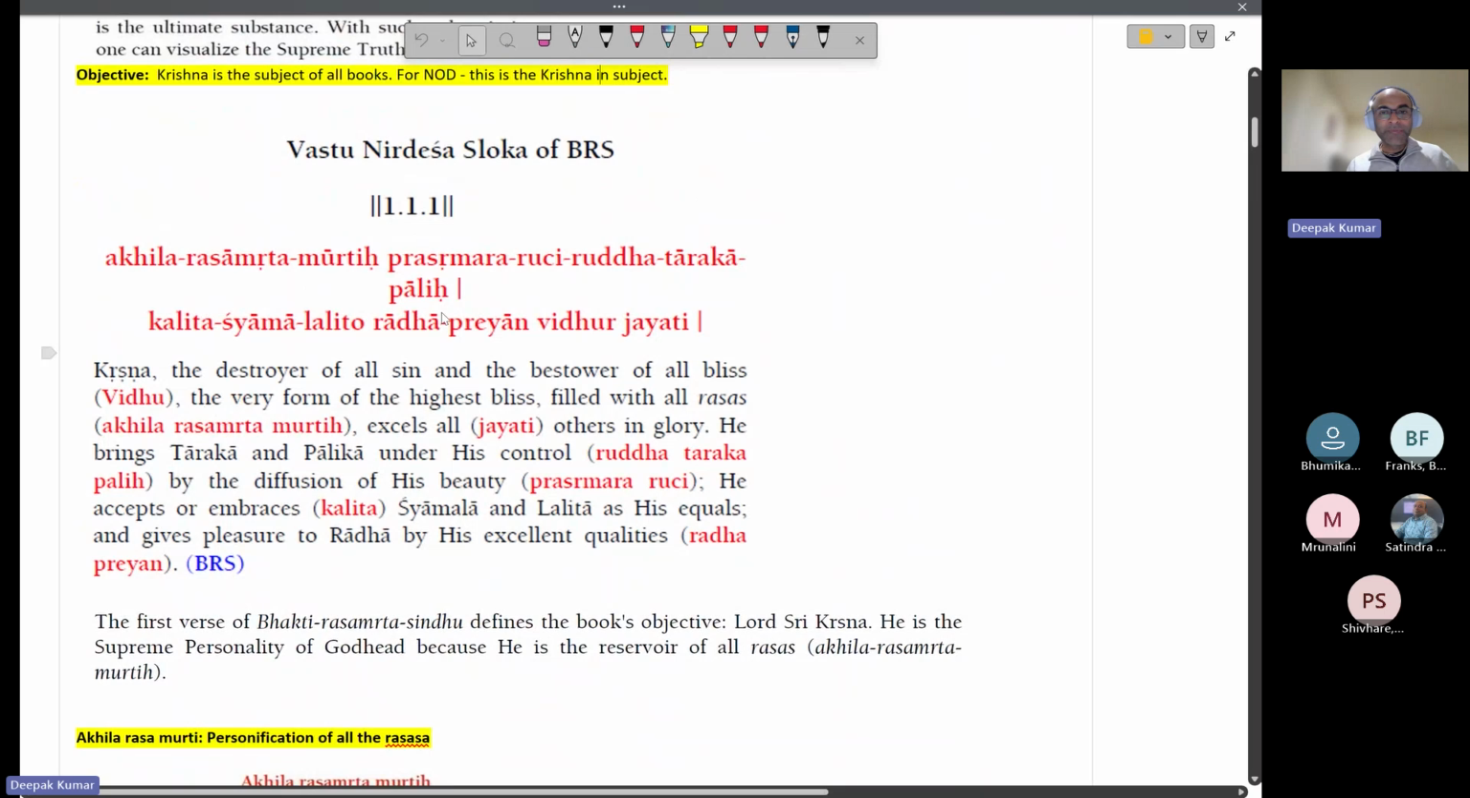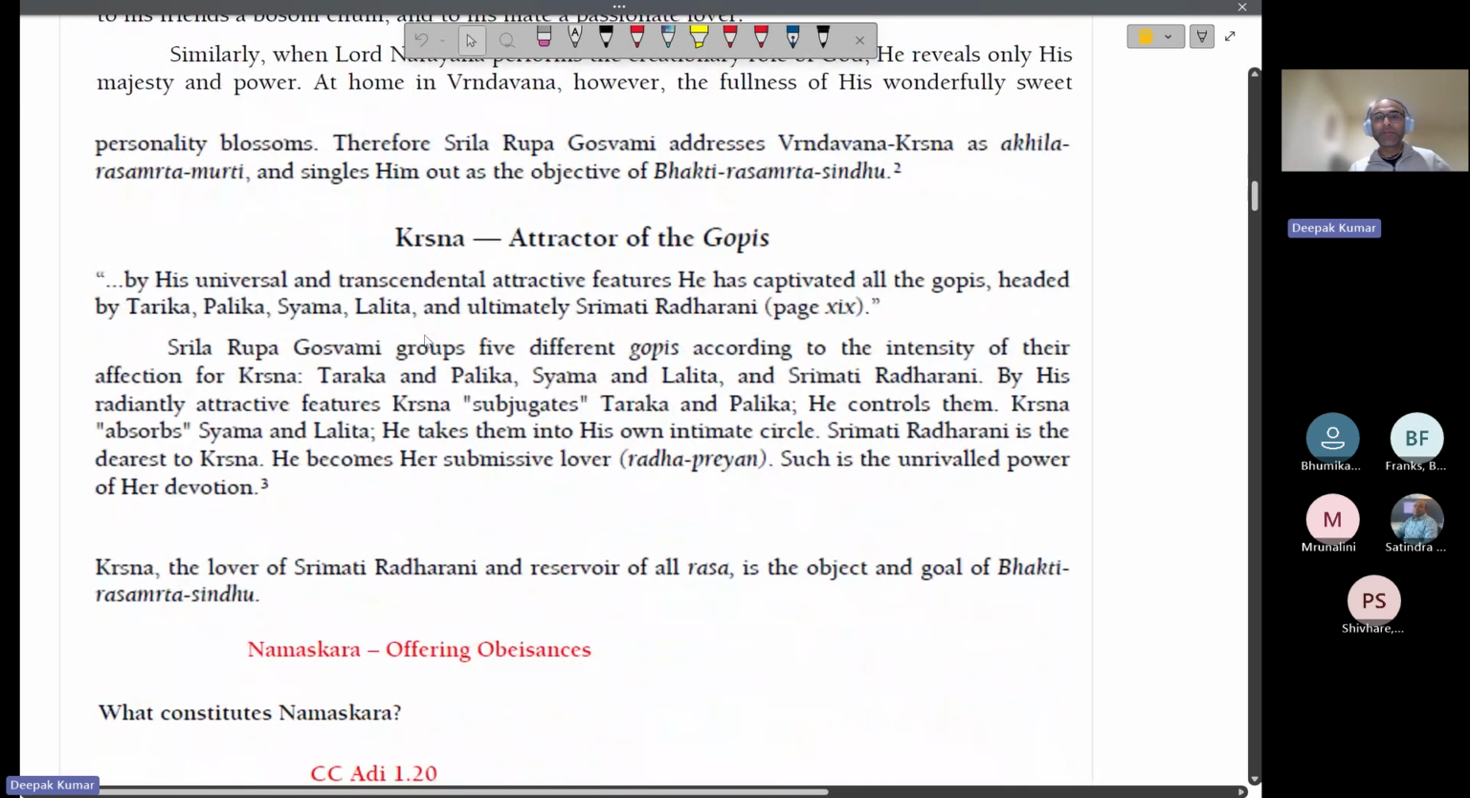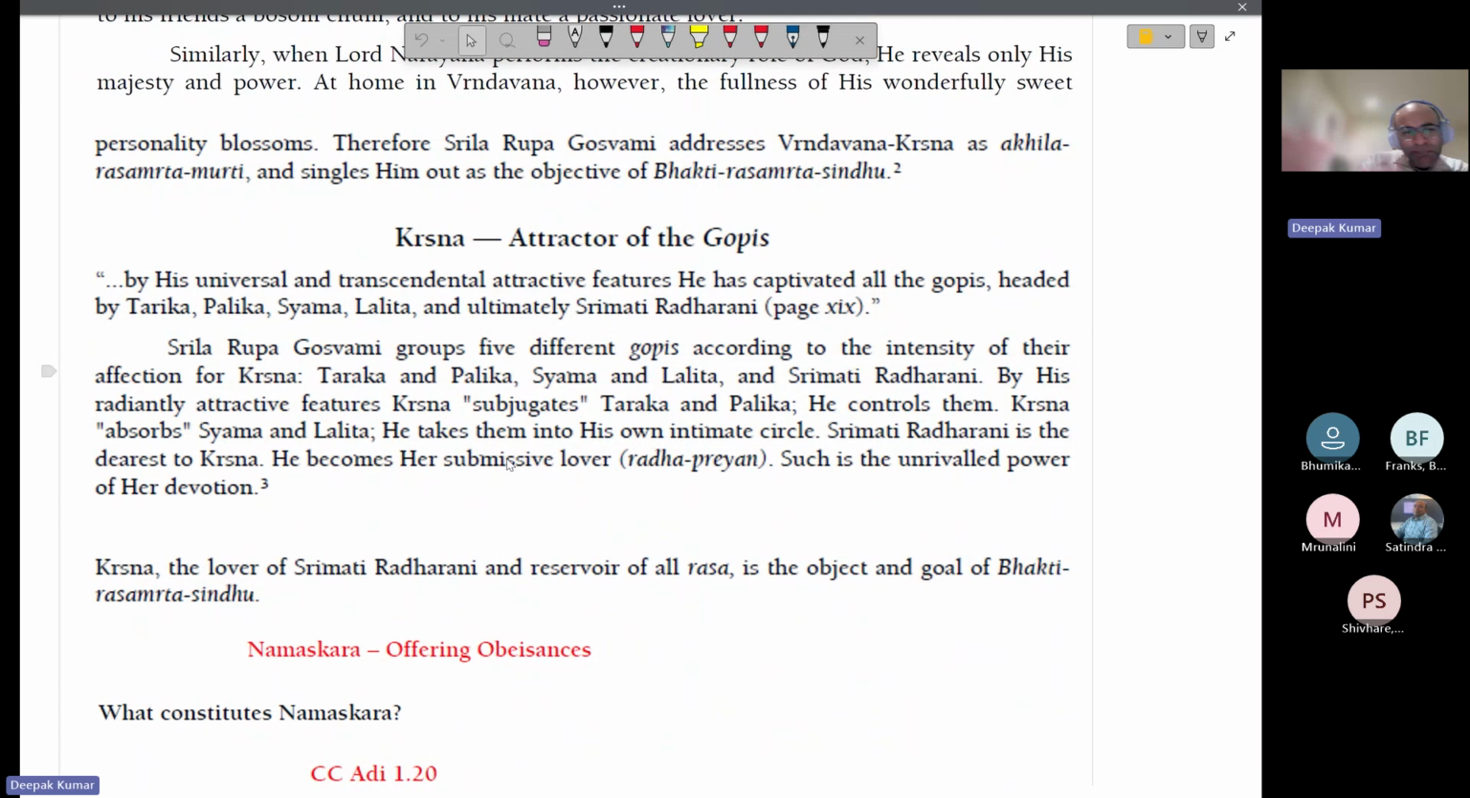Tarika, Palika, Shyama, Lalita, Radha, right? So all those names of the gopis are being called out. So he's attracting everybody. All kinds of gopis are just gravitating. They don't want to, but they just get pulled as if they are not in control.